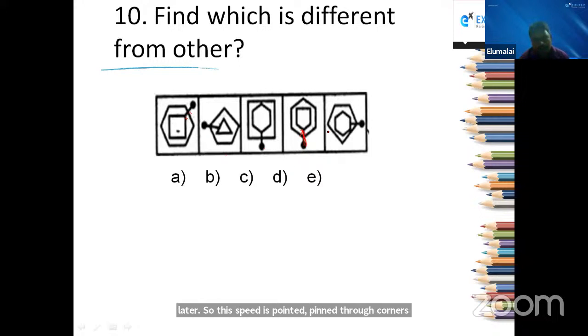So this can be the possible argument. If you check here, yes, it is corner and edge. Yes. So this one is the argument. I hope you can understand this logic.